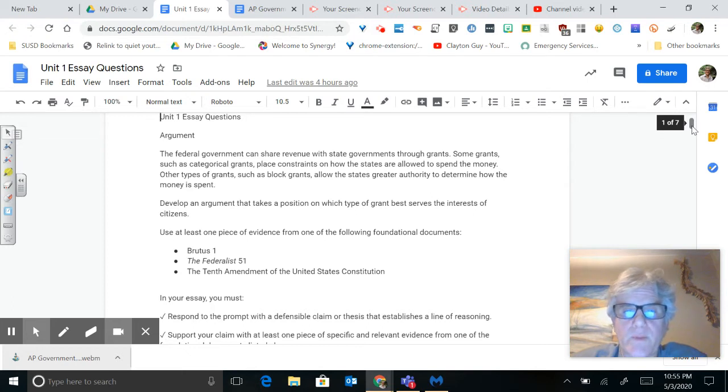Use federalism with this and use grants and different types of grants and different laws that best serve the interest of its own citizens. So remember, you have to basically state for each point of item that this is the best for its citizens. And then you have to go back and say, because of this evidence, Brutus 1 or the 10th Amendment, that a block grant is best and it's better than a categorical grant.